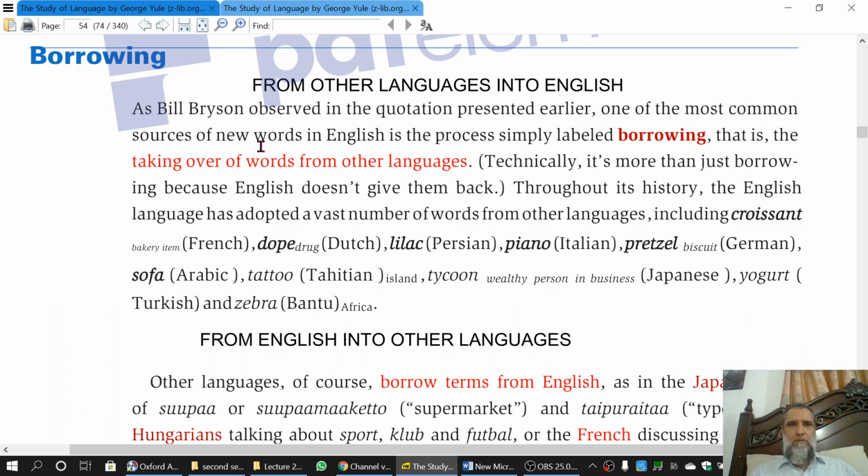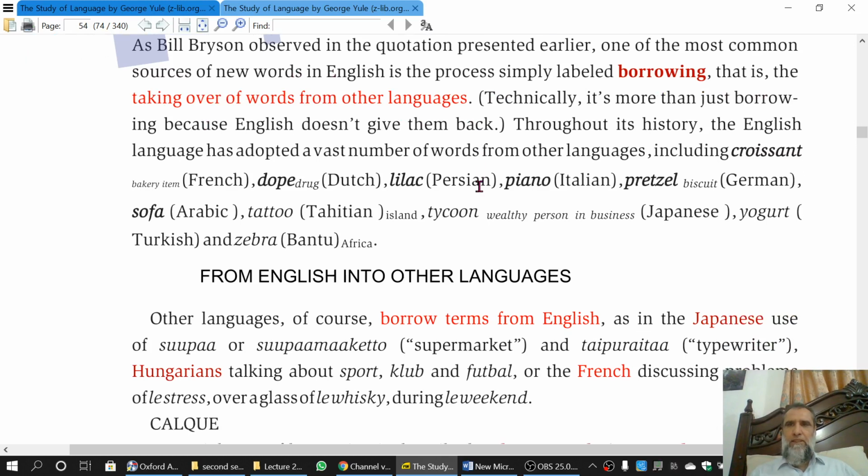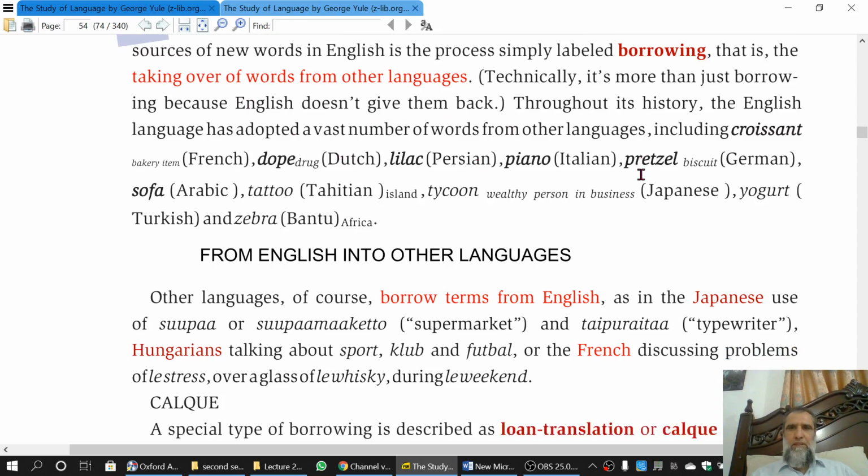One of the most common sources of new words in English is the process simply labeled borrowing, that is the taking over of words from other languages. Technically it's more than just borrowing, because English doesn't give them back. Throughout its history, the English language has adopted a vast number of words from other languages.